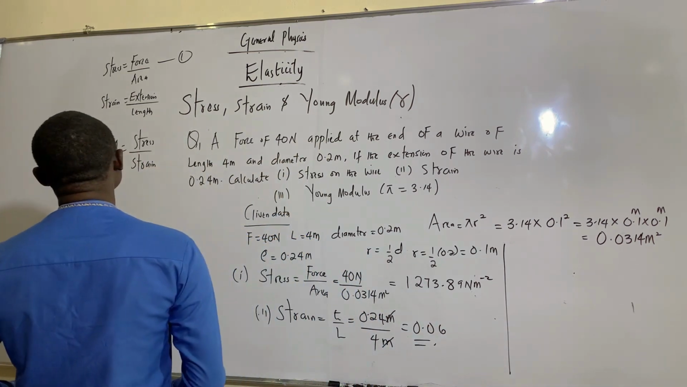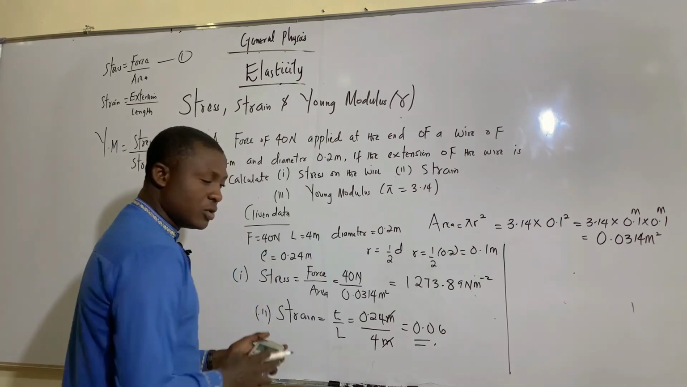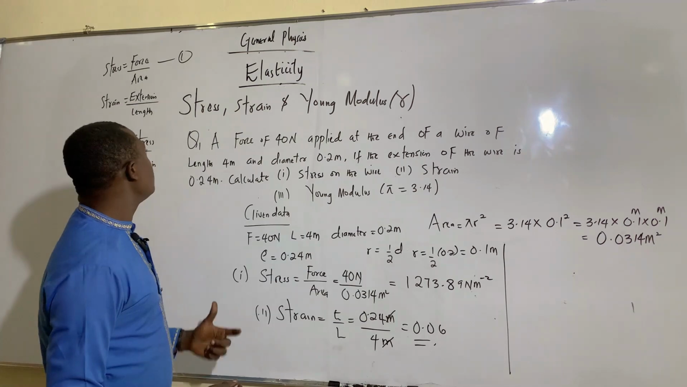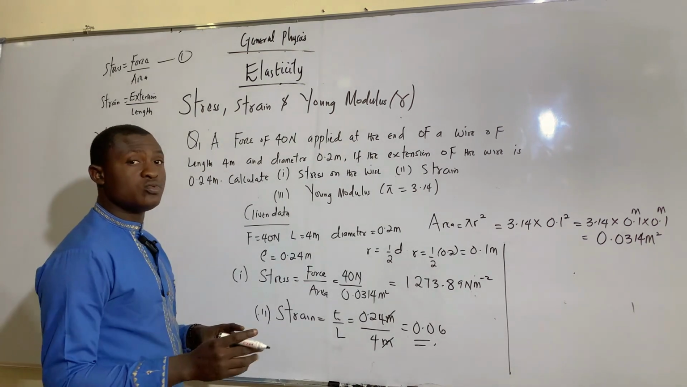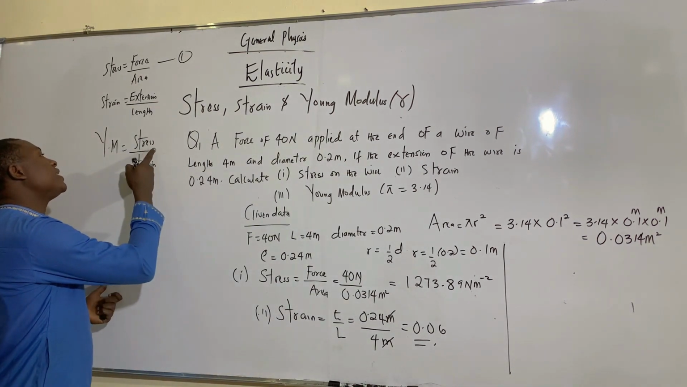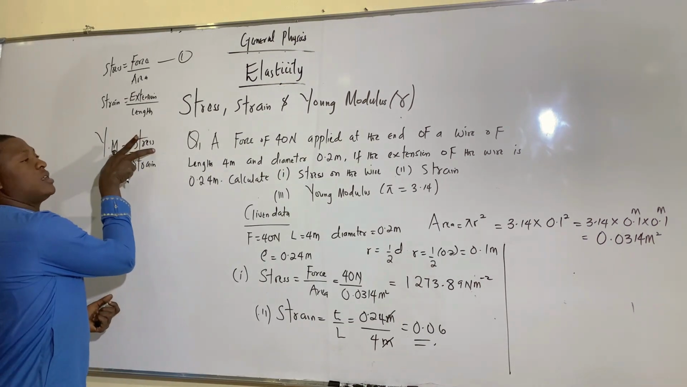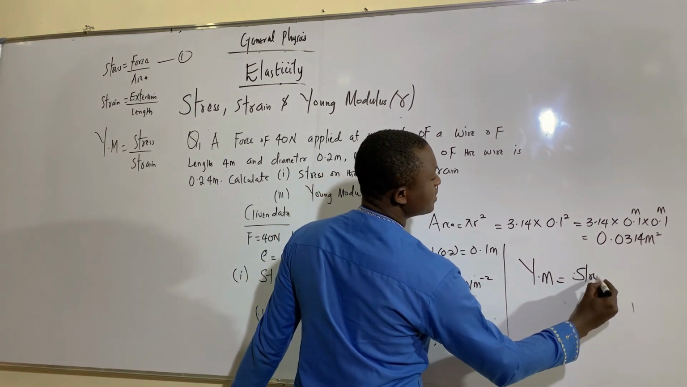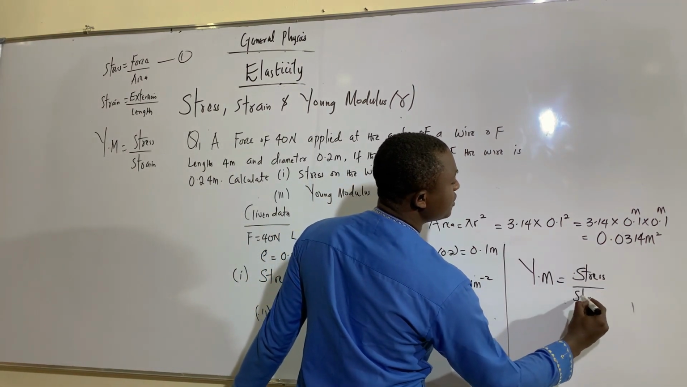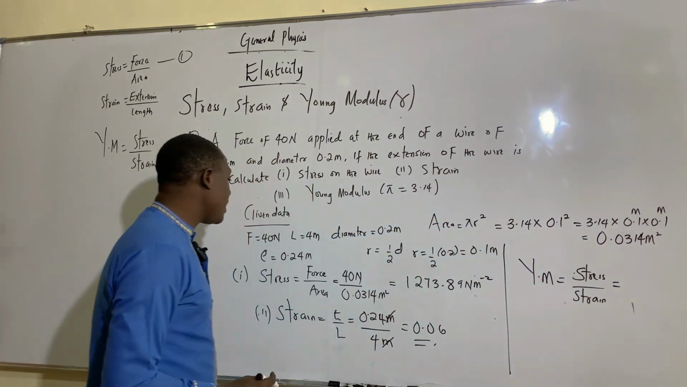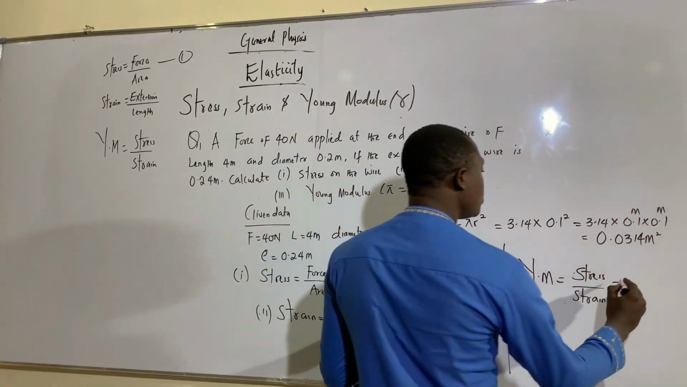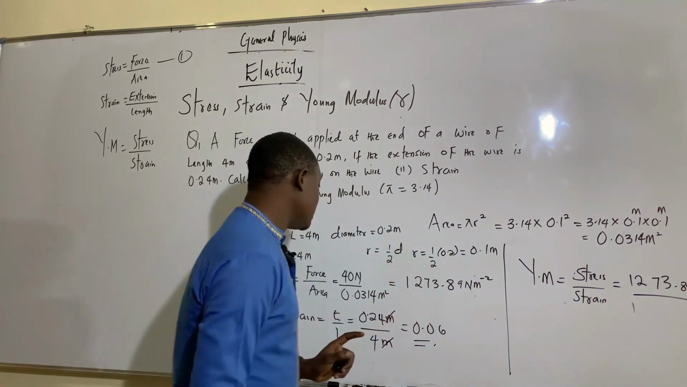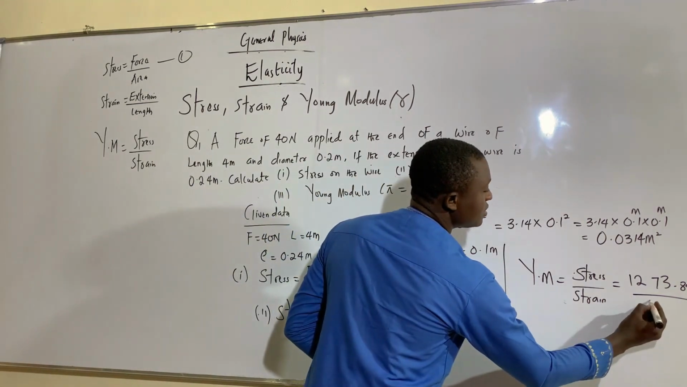Now, the last one we have to find is the modulus. If you like, you can apply the formula we derived earlier, or you can just apply the normal one, stress over strain. Luckily here, we have the value of our stress and at the same time the value of our strain. You can just apply this formula: the modulus is equal to stress divided by strain. We have the stress to be 1273.89 Newton per meter squared, divided by the strain, which is 0.06.